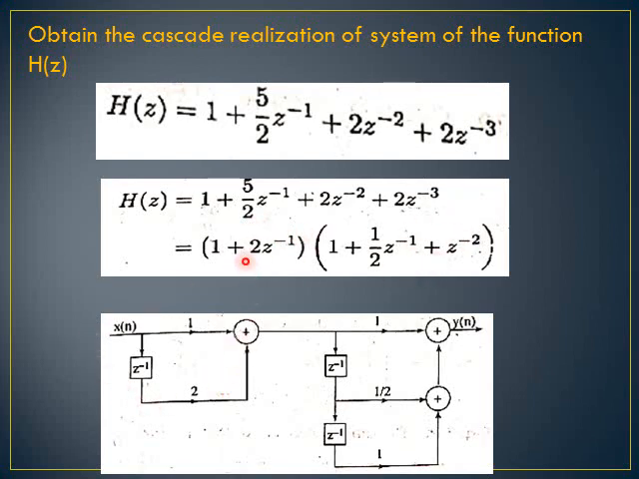Here, as we have only one delay, so one delay with 1 and 2 coefficients add up. We need to cascade with H2 of z. We have 1 as a coefficient. X of n minus 1 is having coefficient of 1 by 2. X of n minus 2 is having coefficient of 1.